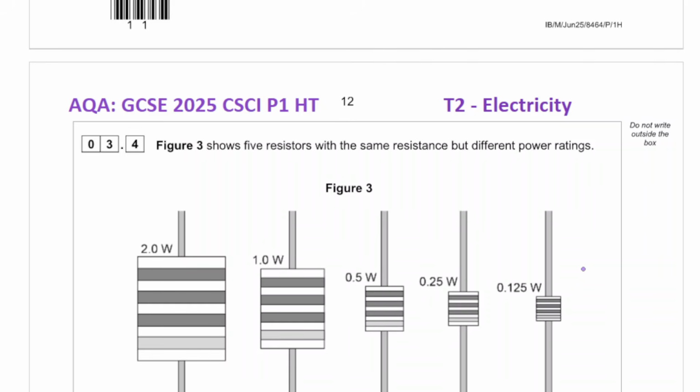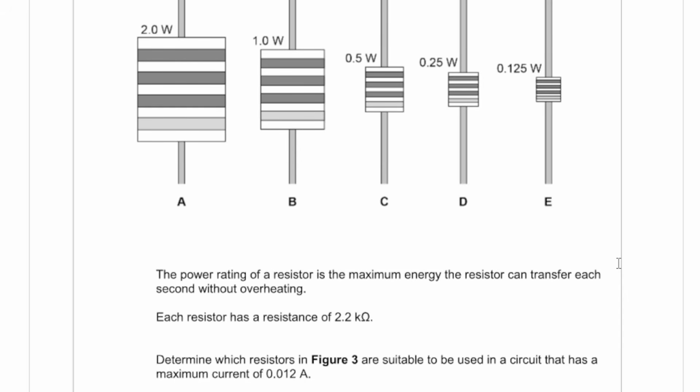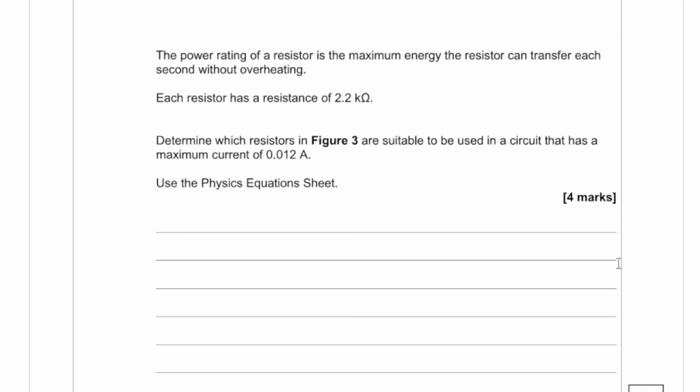Figure 3 shows 5 resistors with the same resistance but different power ratings. Now this is the first time I've actually seen in an exam question where they are giving you resistors with these color bands. Now we don't have to panic because they're not asking anything about the color bands itself, but this is what resistors actually look like in circuits. The power rating of a resistor is the maximum energy the resistor can transfer each second without overheating. Each resistor has a resistance of 2.2 kilo ohms.